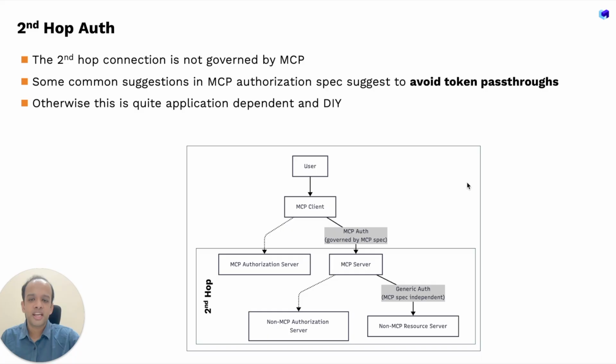Lastly, let's talk about second hop authentication, which is not governed by MCP. One thing mentioned in the MCP auth spec is to avoid token pass-throughs from the first hop to the second hop, non-MCP authorization servers for example, because this can lead to token leakage and security risks. Otherwise, this is not very well governed, like I mentioned earlier, and this is application dependent and do-it-yourself. So a lot of the standardization has to occur here by the community, and guidelines have to come in place.